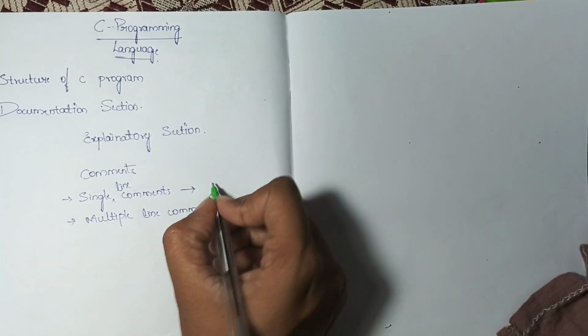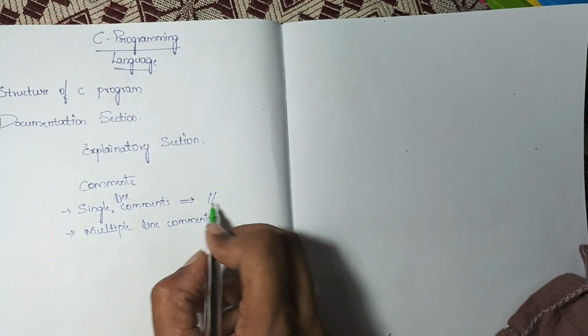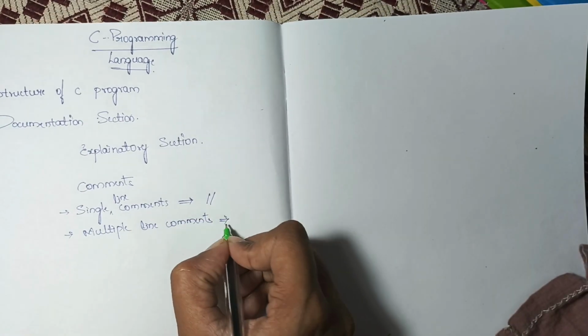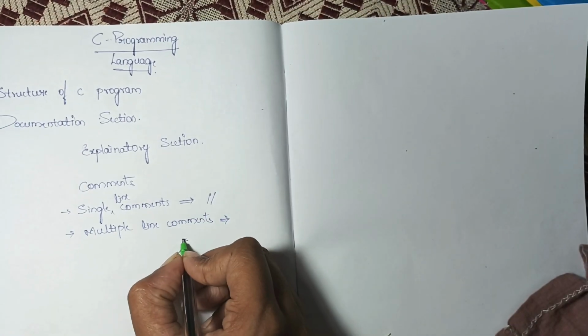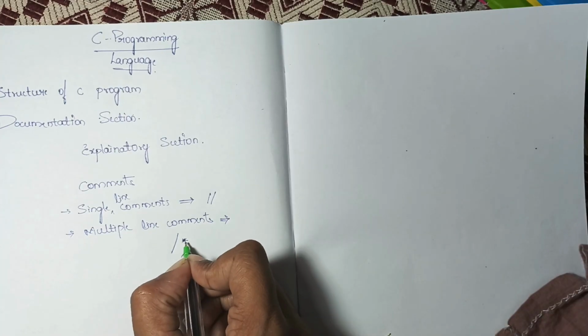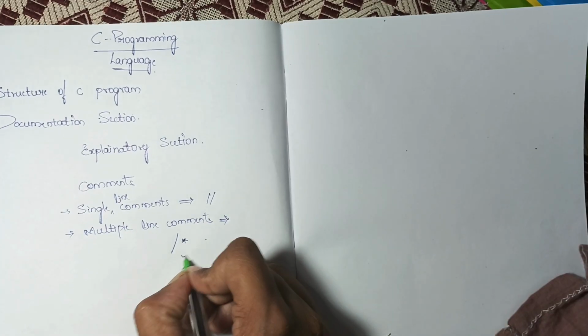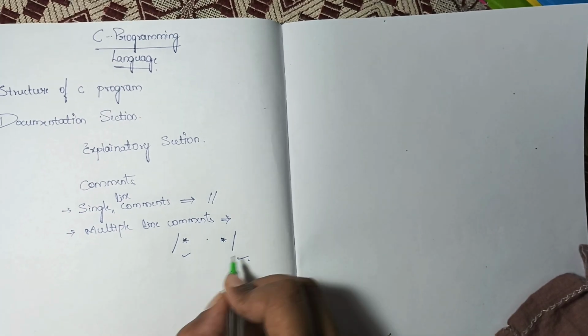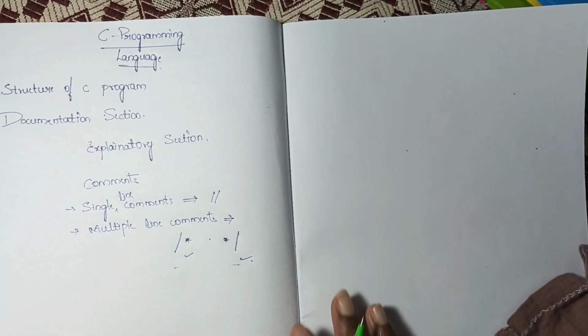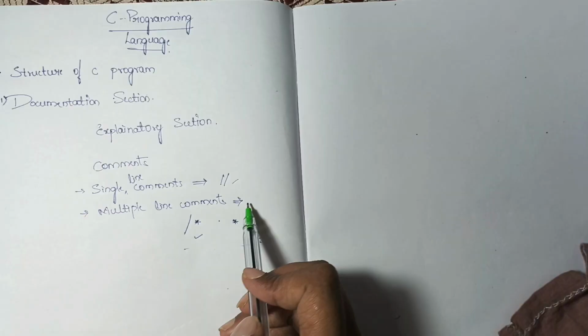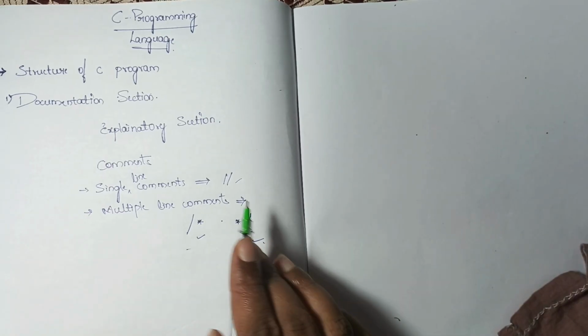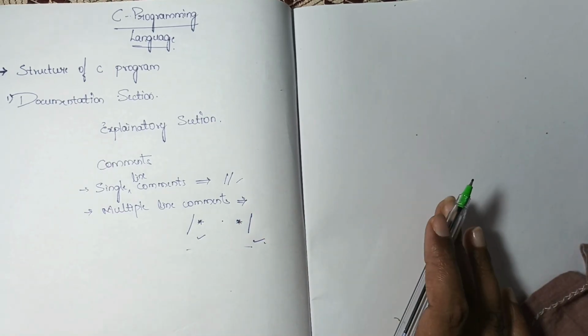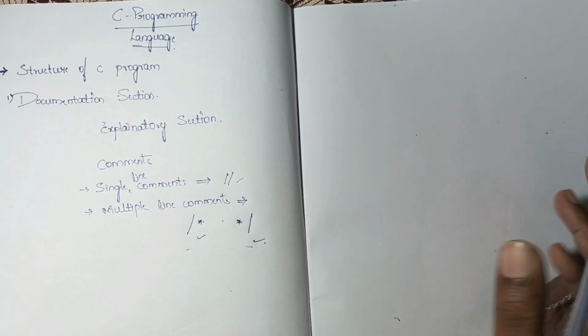We represent single line comments with double slashes, and multi-line comments start with slash star and end with star slash. We use this for the multi-line comments and this for the single line comments. These are optional, as I said, because we may use them or may not.